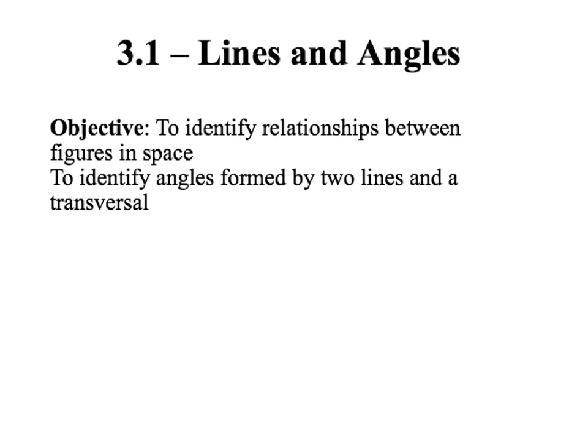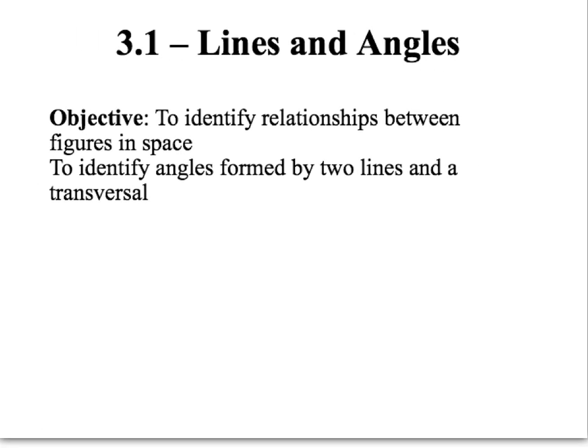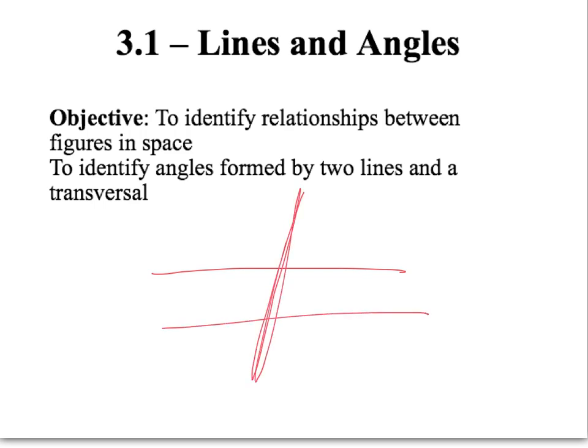Hello! We are starting chapter 3, and the first lesson is lines and angles. We're going to talk about relationships between figures in space, and also talk about angles formed when we have two lines that are cut by a transversal. A transversal is a line that goes through two other lines.